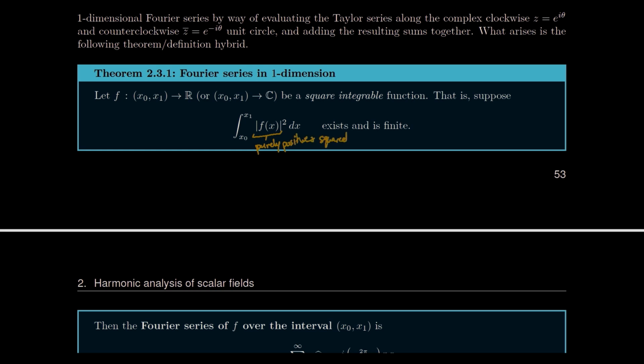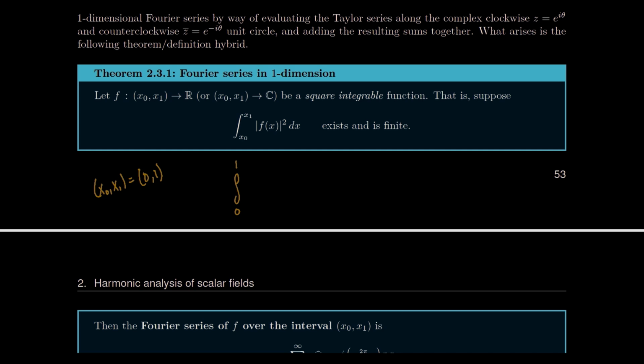If I take that function and I integrate it over some bounds, as long as that integral exists and is finite, then we call it square integrable. A lot of people are curious about what sorts of functions actually fit into this. Let's just choose 0 and 1. So let's let my x0 be 0 and my x1 be 1, so that the interval is 0 to 1.